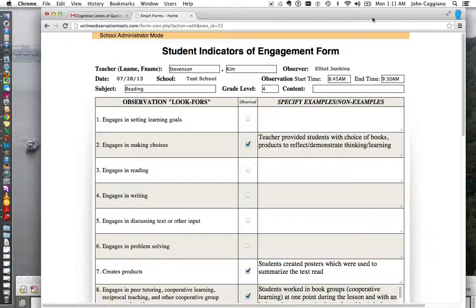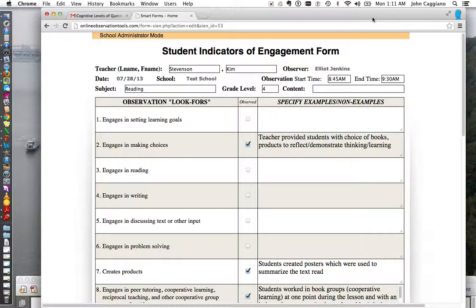In Hattie's research, what he shared was that anything with an effect size of 0.40 or higher was worth doing. So the look-fors on all three of the forms speak to a lot of the research that was found to have effect sizes of 0.40 or higher.